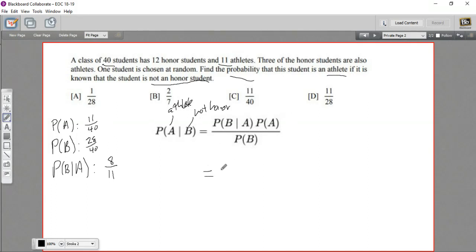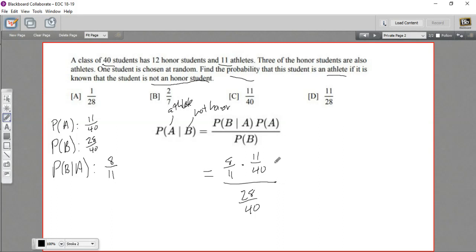So first, probability of not honor student given that someone's an athlete is 8 out of 11. The probability of being an athlete in this group is 11 out of 40, so we multiply those two together, and then we put them over the probability of not being an honor student, and that's 28 out of 40.